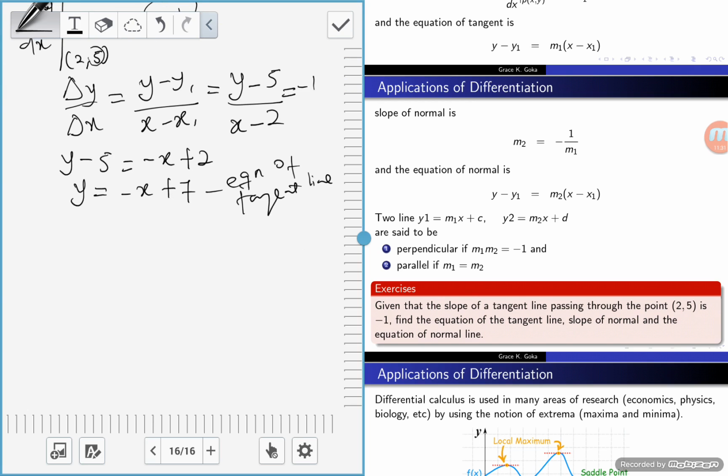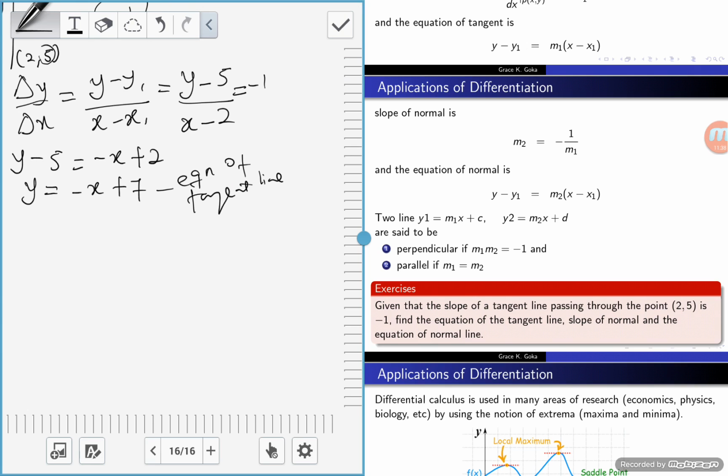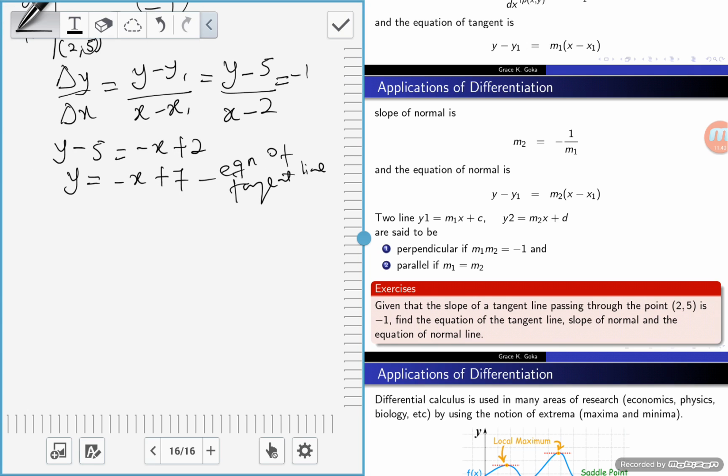And how do you get the slope of the normal? Because the normal and the tangent line are perpendicular to each other, the slope of the normal is the negative reciprocal of the slope of the tangent. So if -1 is the slope of the tangent line, then the slope of the normal line is equal to the negative reciprocal of -1, which is +1.